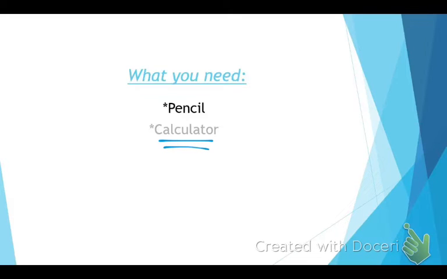The two things that you want out on your desk are your pencil and your calculator. If you would, please put everything else away. Make sure that your phone is in your book bag and your book bag is against that back wall at the back of the room. Once again, you only need these two things out on your desk, and I'm going to do just a quick review with you before you take your quiz today.